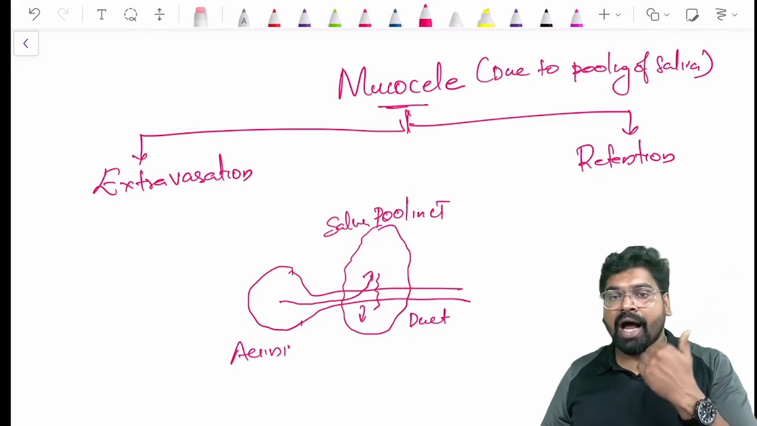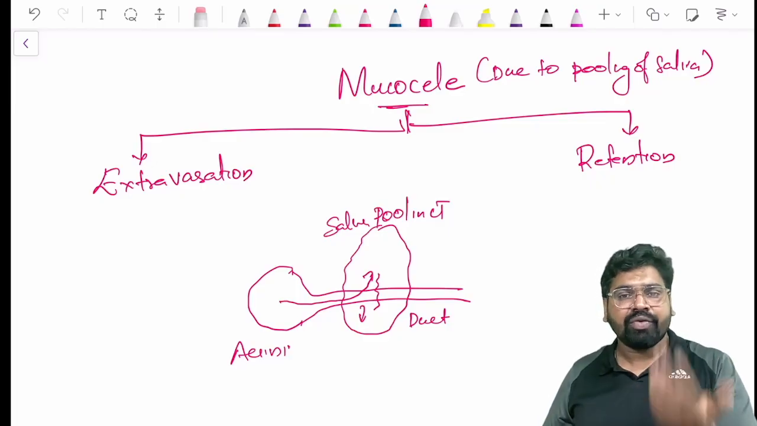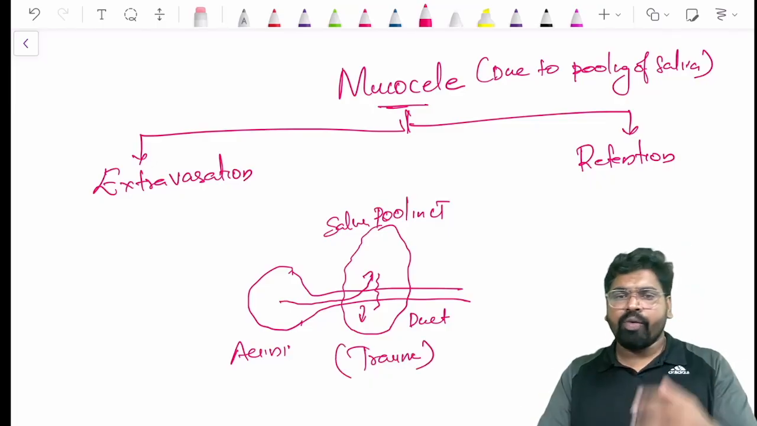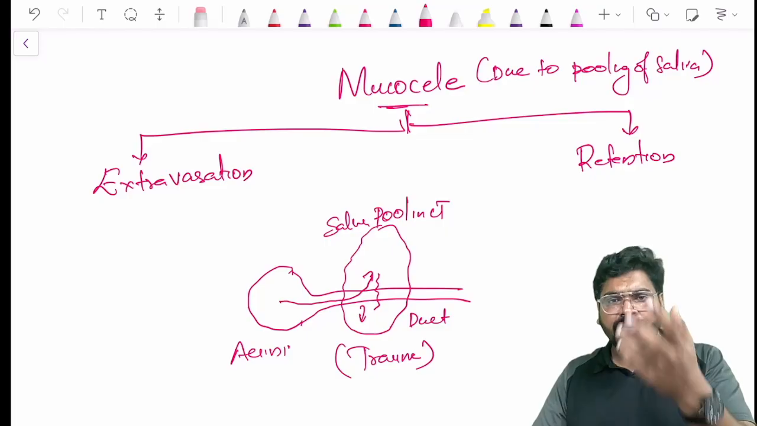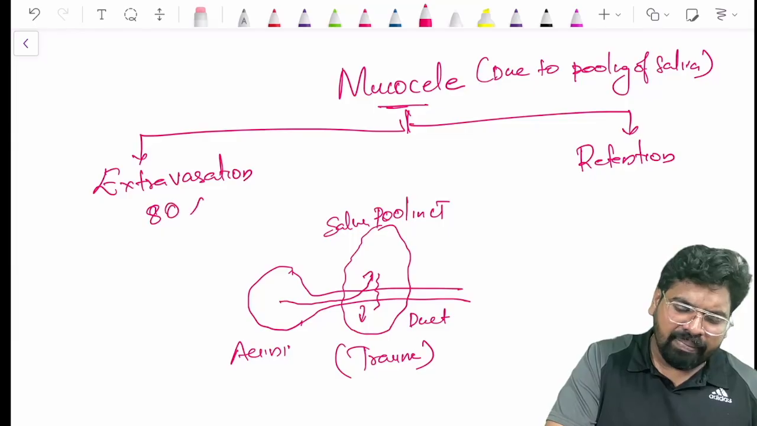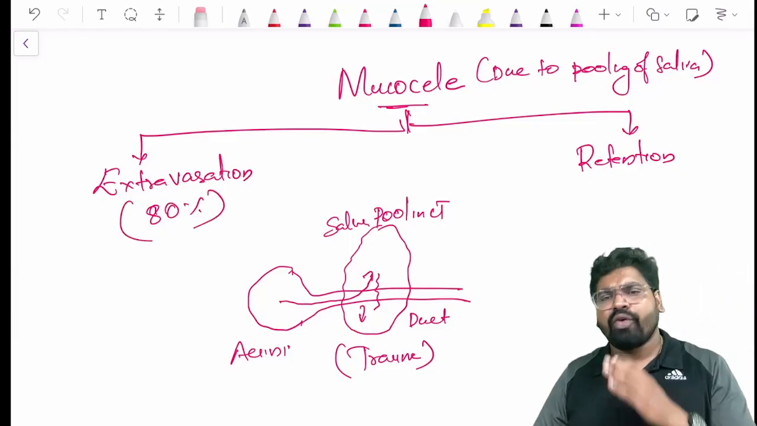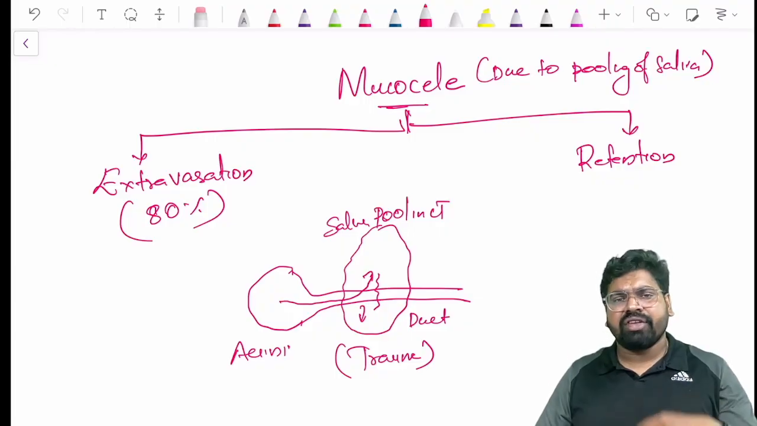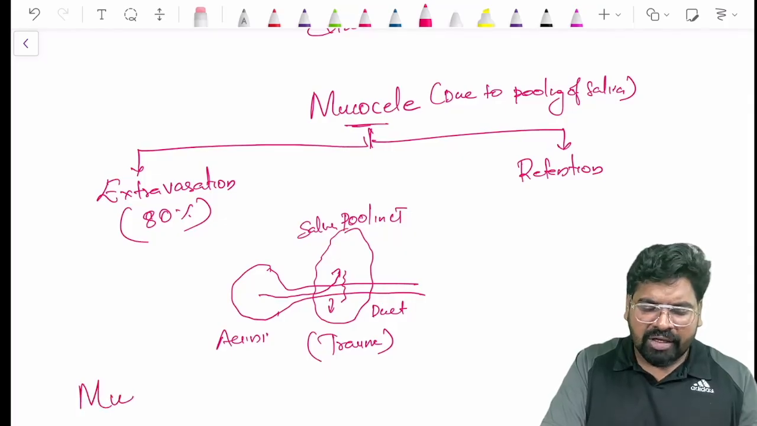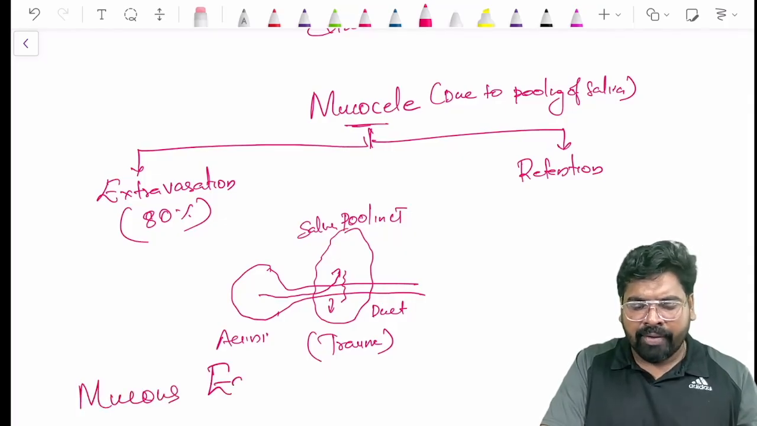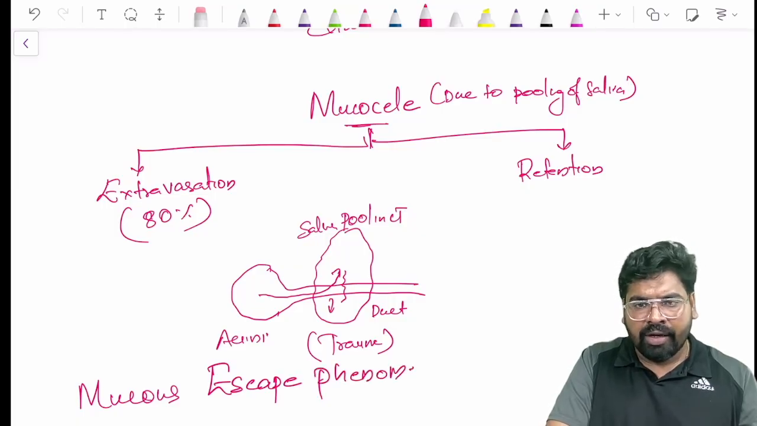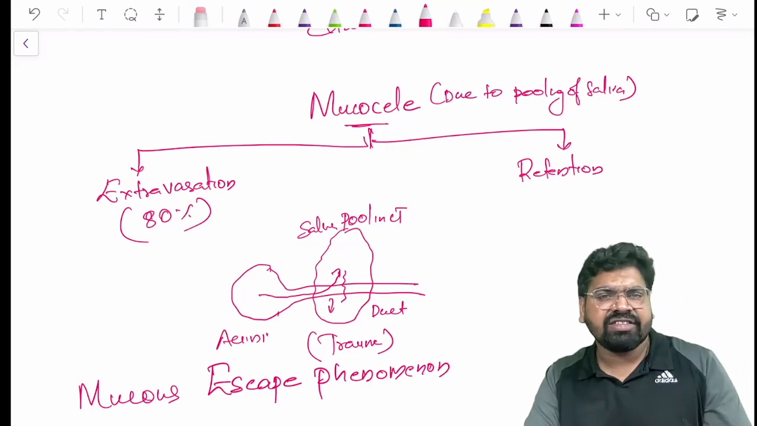So it is coming out of the duct due to trauma. Any trauma to the duct can cause the saliva to come out. That is called extravasation. In 80% of the cases it is due to trauma, and it is extravasation. So we call it mucus escape phenomenon, or mucus extravasation phenomenon.